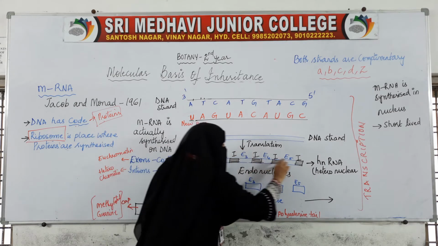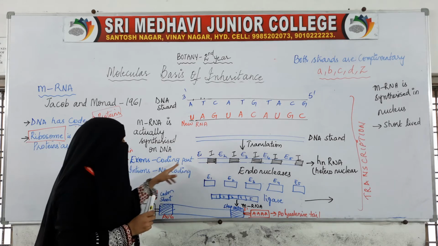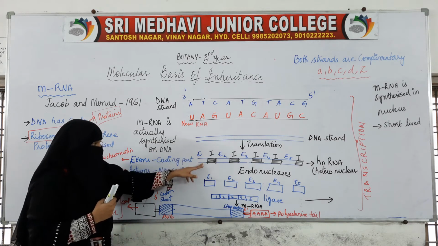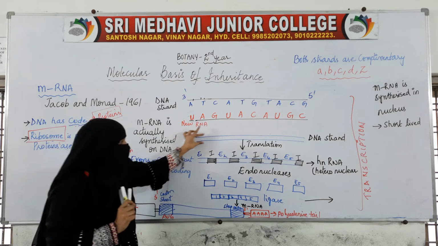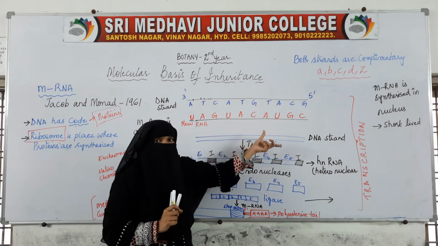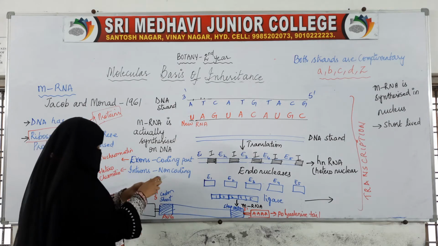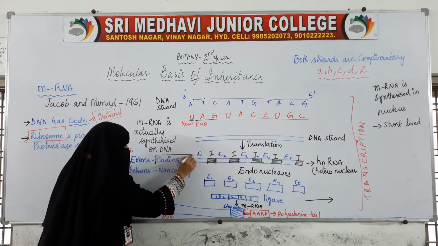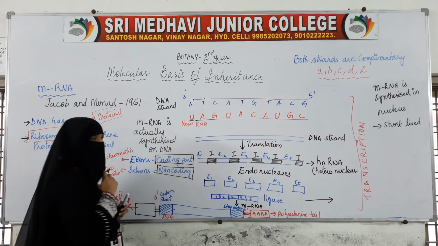Now this DNA strand will have two parts. On this DNA strand, two things will be there. One will be the coding part, and one will be the non-coding part.